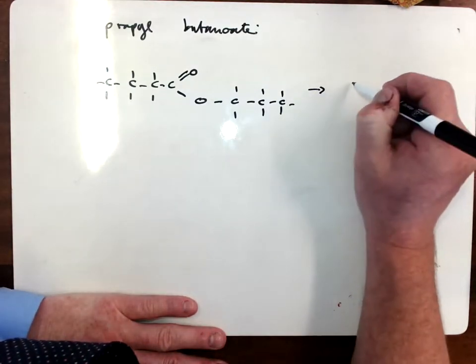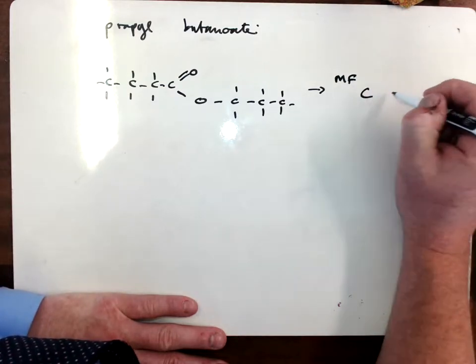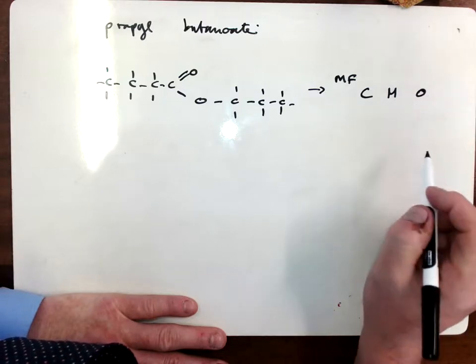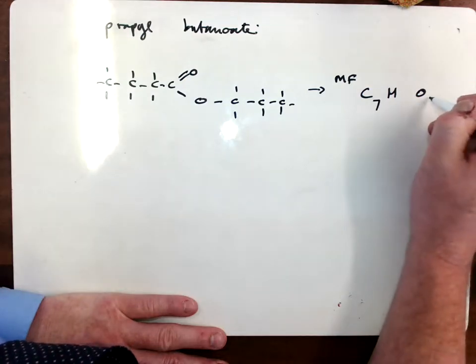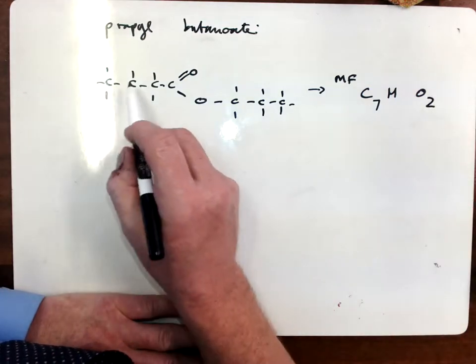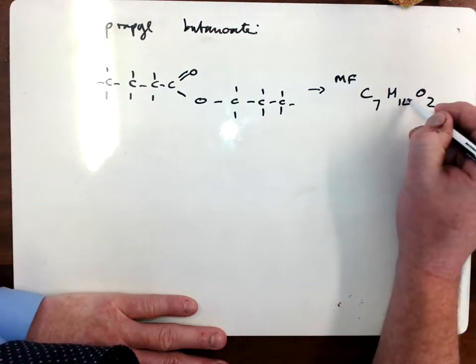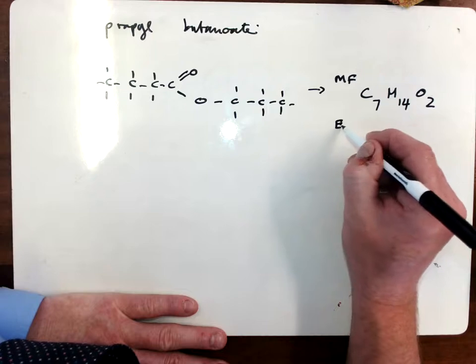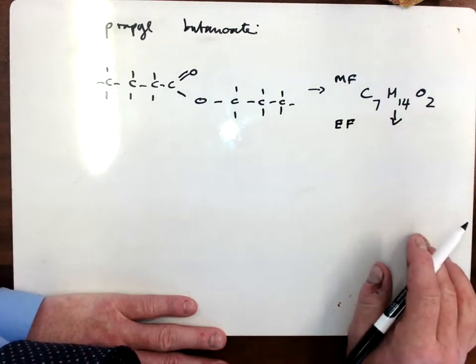If we then did, again, a molecular formula, we have carbons in here, we have hydrogens in here, and we have oxygens in here. So our carbons are 7, if we count them up, our oxygens are 2, and our hydrogens are 14. So our empirical formula, again, is exactly the same. I can't reduce that any further.